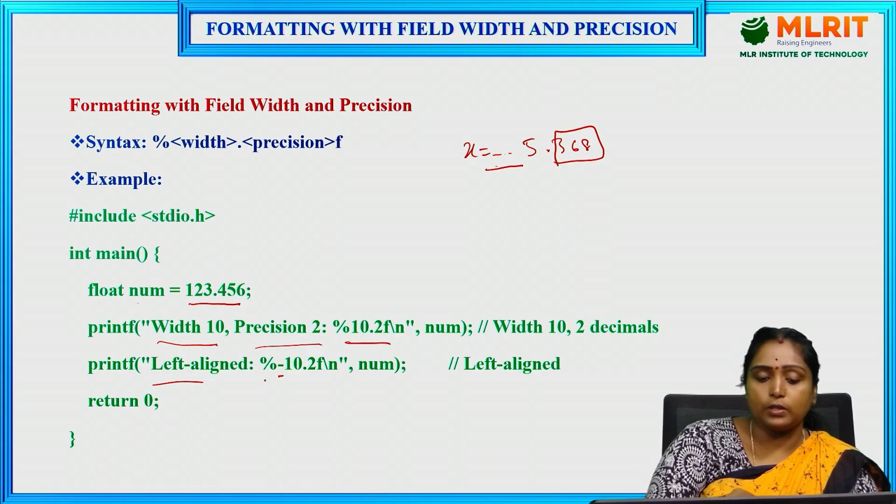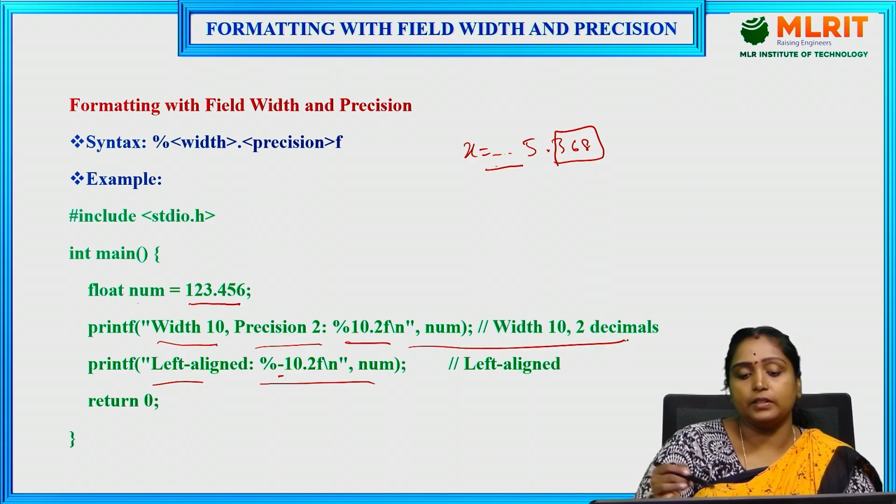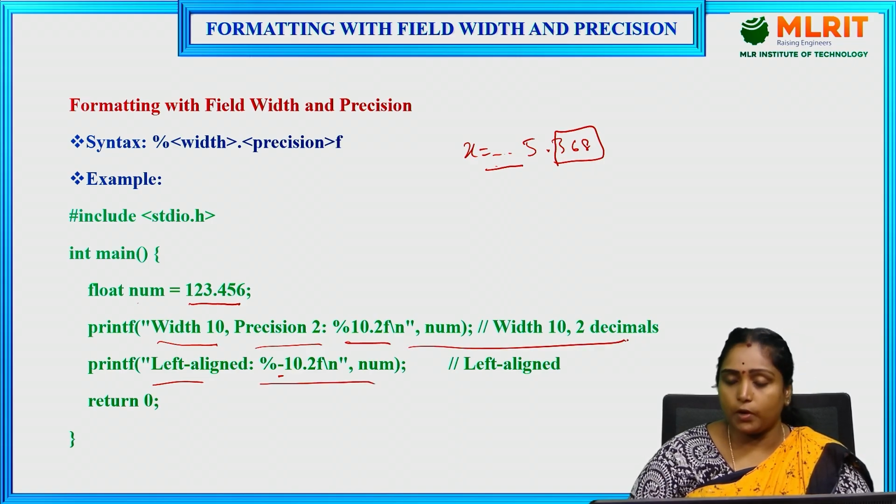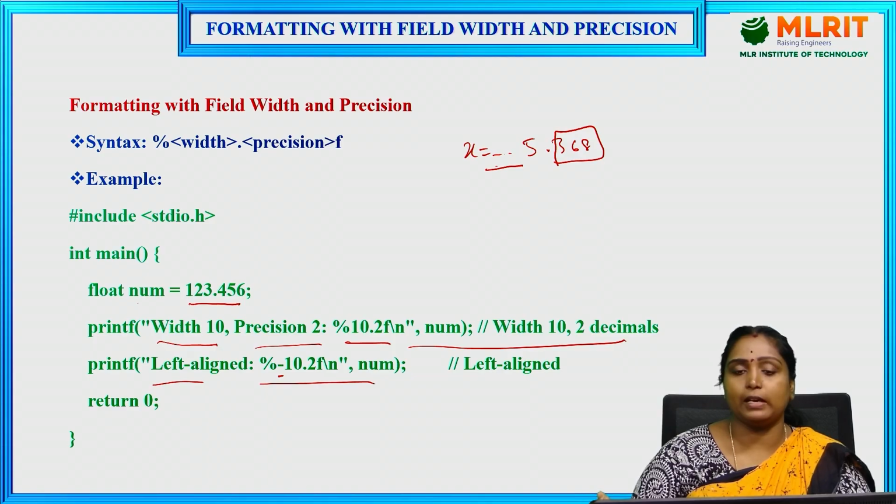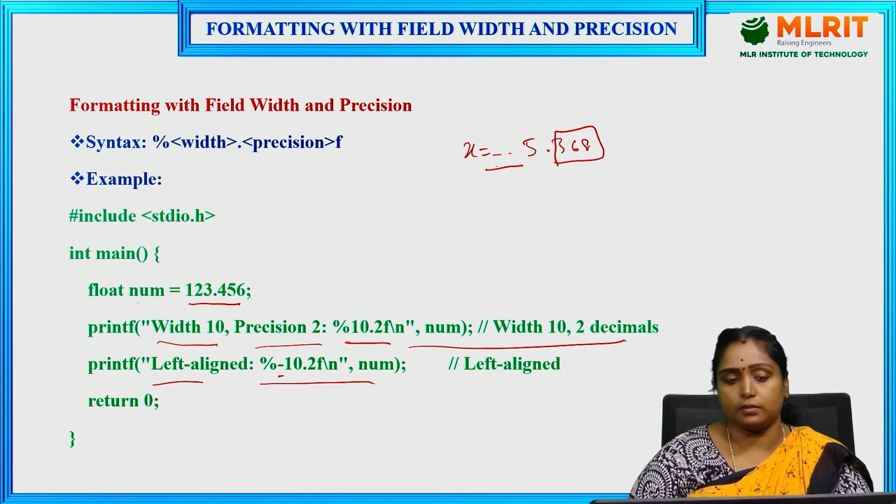So this is how the alignment would happen here, and width with 2 decimals. After the point, if you want to have 2 decimal values only. If I want to have 3, then you can take 0.3 like this.